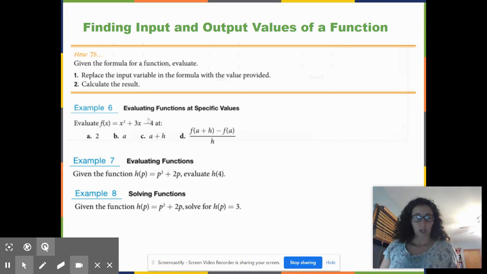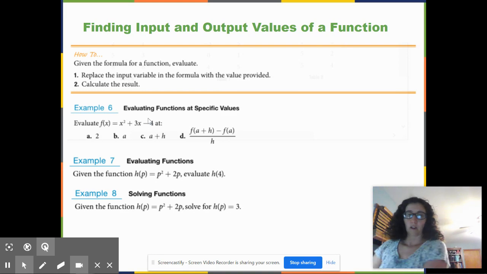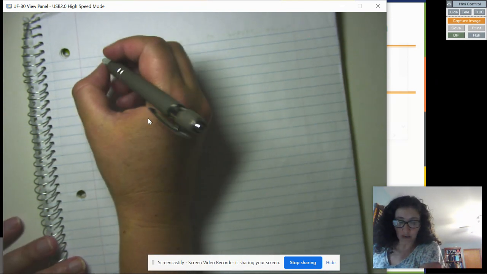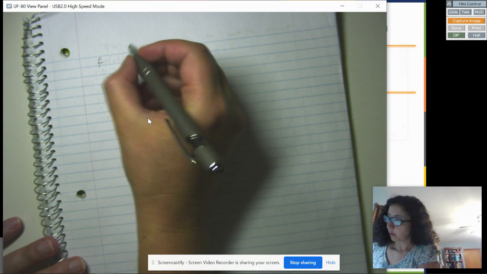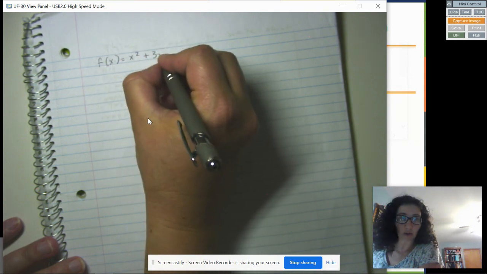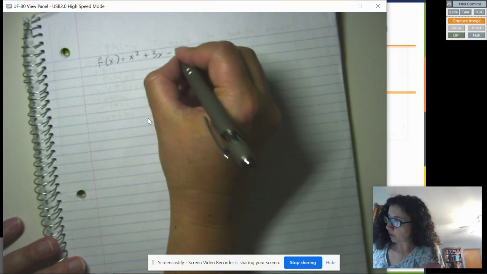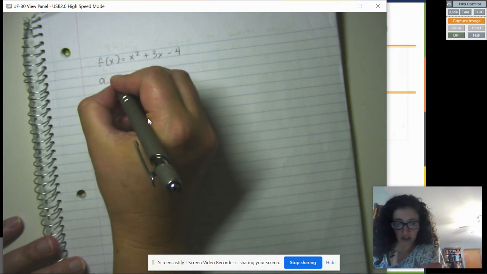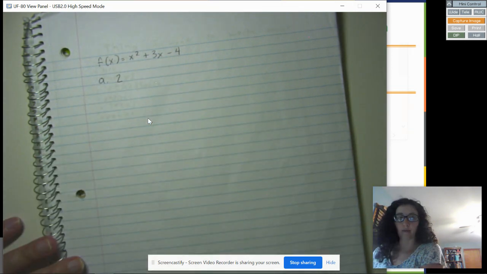So let's go here and solve and evaluate this function. So our function, we have f of x equals x squared plus 3x minus 4. Okay, there's our function, and we want to evaluate it first at 2, at x equals 2.